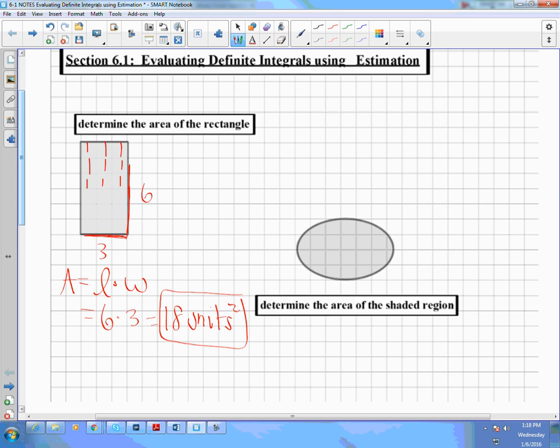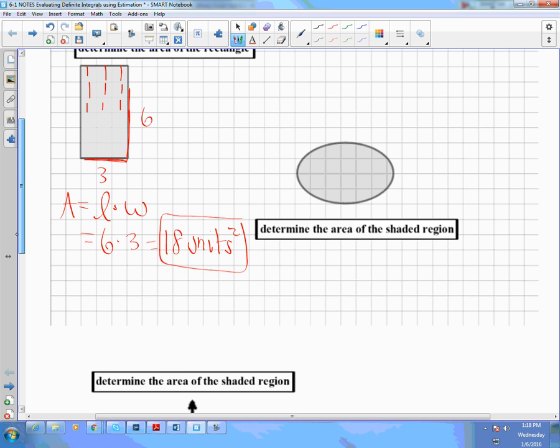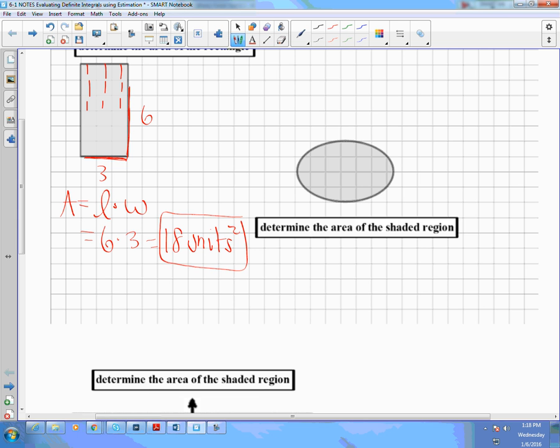What if we have this oval over here? We're going to determine the area of this shaded region. Number one, do you know the formula for the area of an oval, or an ellipse? No, we don't. Okay, we have some solid squares we could add up. 1, 2, 3, 4, 5, 6, 7, 8, 9, 10. Those are pretty solid, right? Is the area 10 units squared? No, because we have some partial squares, right? We can combine a couple of the partial squares together.